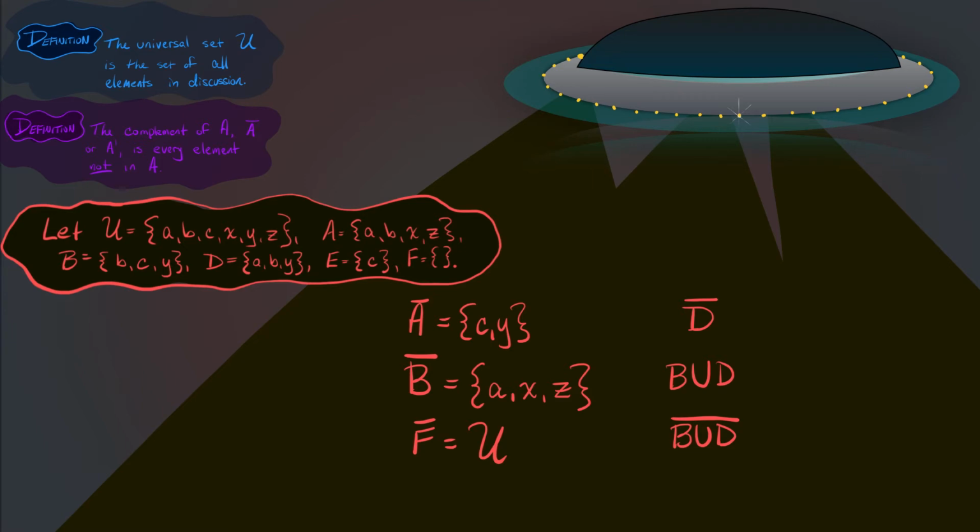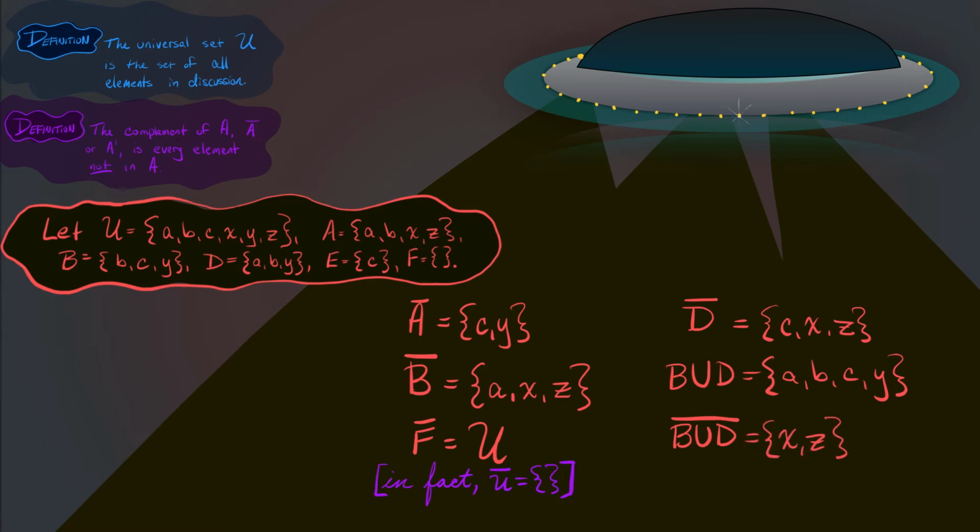F is the empty set, and so its complement is going to be the universal set. And we can think about the converse of that. The complement of the universal set is going to be the empty set in any occasion. D complement, everything outside of D, so that would be the set containing C, X, and Z. Now B union D, the set containing A, B, C, and Y. And now we want B union D complement, and that's going to be the set containing X and Z.